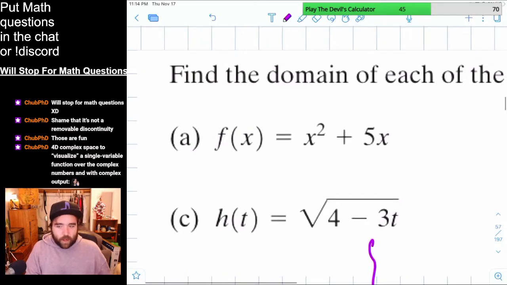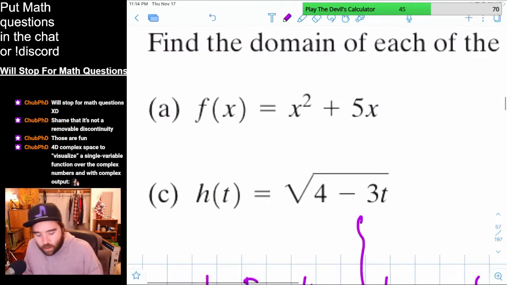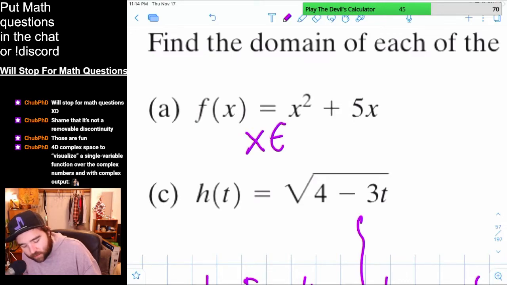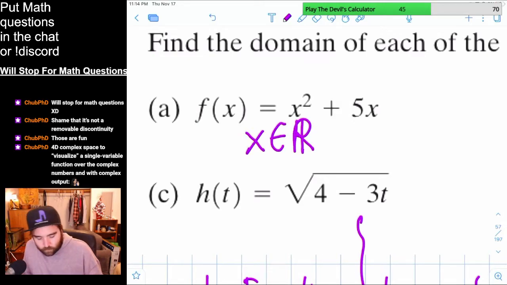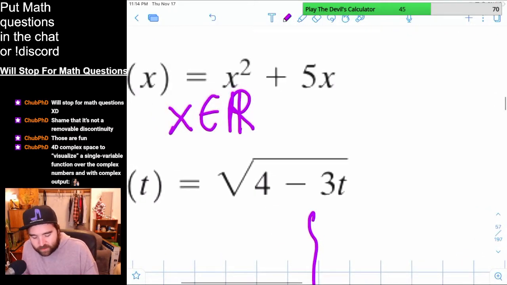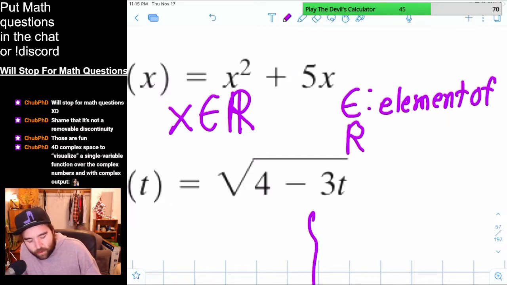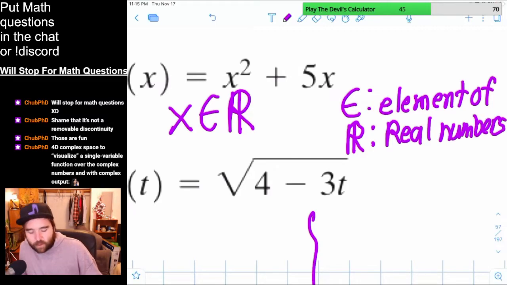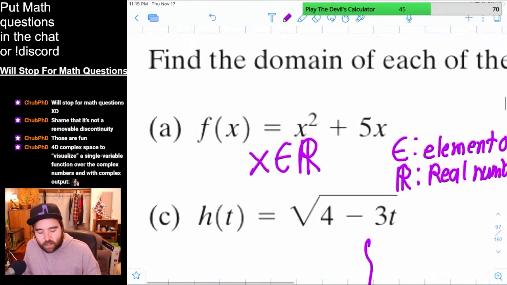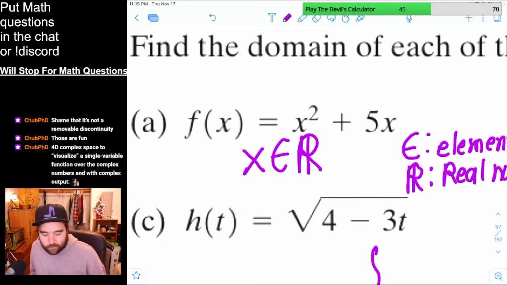So how do we actually want to write domain? Well, there's a couple of ways that we can say. The kind of quick and easy way is to write this. So what this is saying is it's saying x, and then this symbol here means element of, and this symbol here, this kind of bold R, is the symbol for the real numbers. So if we're writing that, we're saying x can be any real number. So that's a totally valid way to write the answer for that domain.